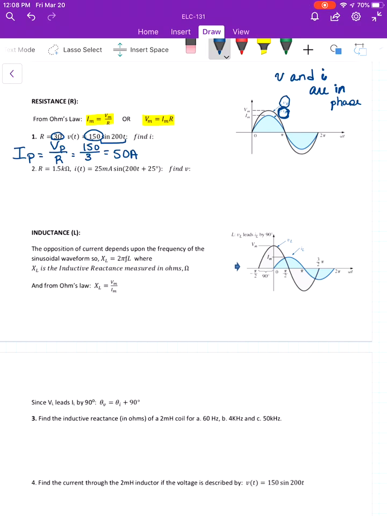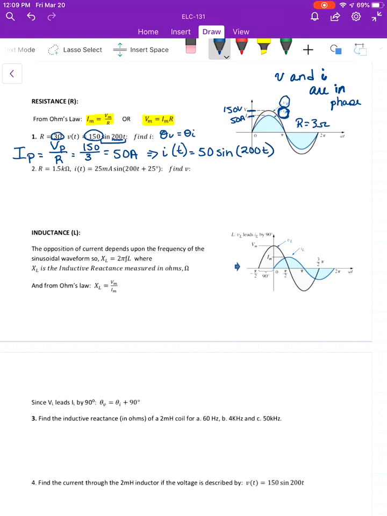Okay, so that means if this is 150 volts, this would be 50 amps if R is equal to 3 ohms. So if I were to write the sinusoidal equation, that would be 50 sine omega t, and that's going to be exactly the same that we have in our equation here. Since they are in phase, that does not change the phase shift either. So in this case, theta v would equal theta I.